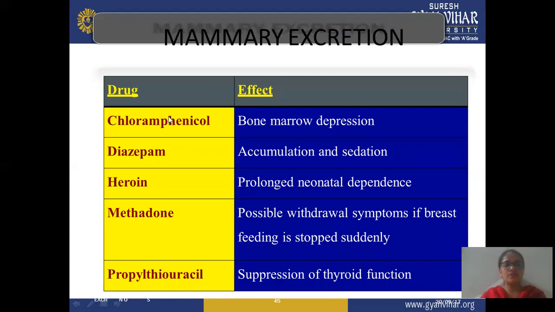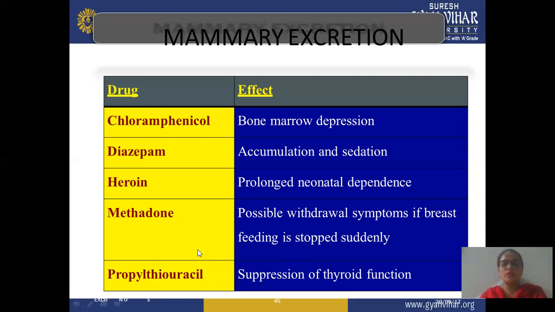This is a table of drugs and their effects during mammary excretion, showing how some drugs affect infants. The first drug is chloramphenicol. Chloramphenicol affects the bone marrow, and when its excretion takes place by mammary excretion, bone marrow depression is observed. Next is diazepam. With diazepam, the drug may accumulate and show a sedation effect. Next is heroin. In this, a prolonged neonatal dependence effect is observed. Next is methadone. With methadone, possible withdrawal symptoms occur if breastfeeding is stopped suddenly.